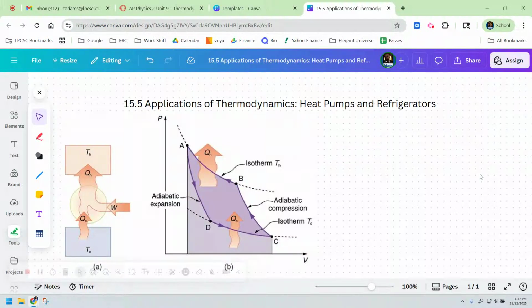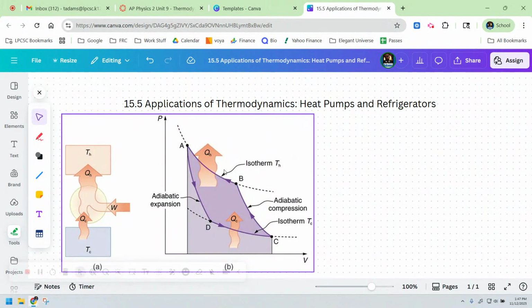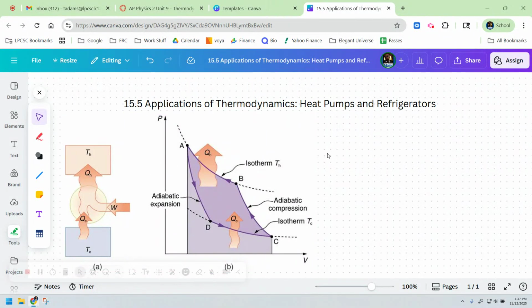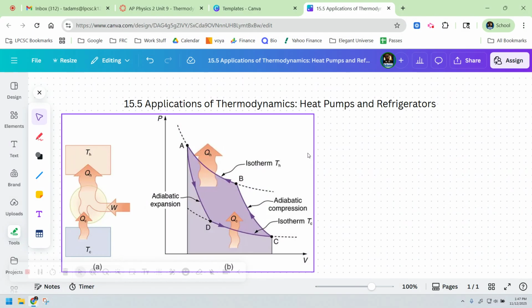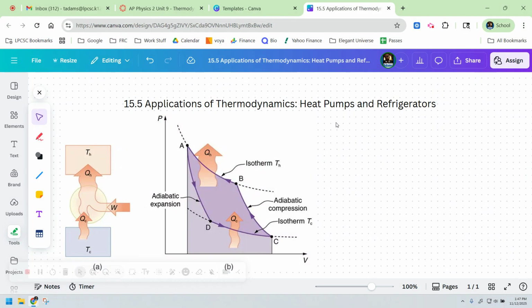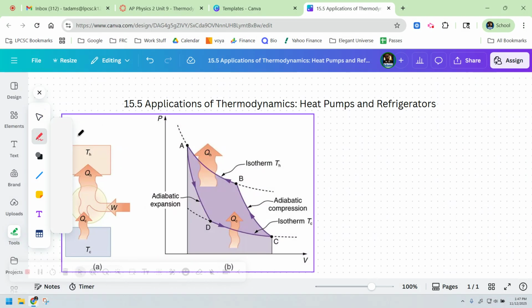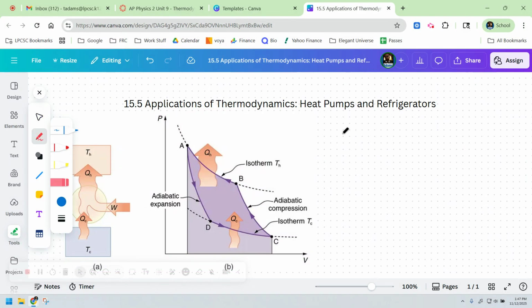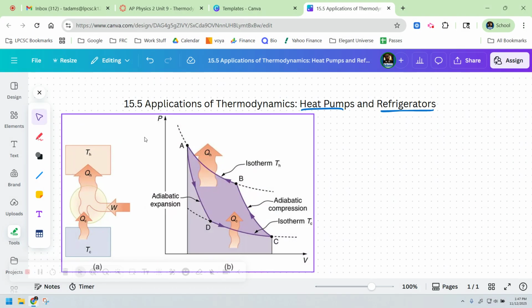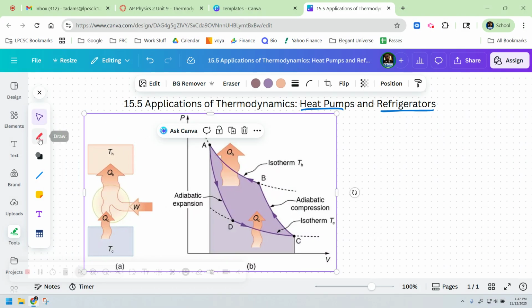All right, so today we're going to talk about heat pumps and air conditioners. A heat pump basically works exactly like a heat engine, but in reverse. And refrigerators, they all work very similarly to this drawing here. So we're referring to heat pumps and refrigerators. What they do is they remove heat from the system, right?